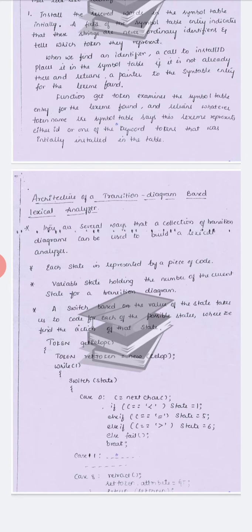Next topic is the architecture of a transition-diagram-based lexical analyzer. Here we have code for getToken, with a loop that runs while switch on state. Until the switch state is on, then case 0, we have different cases up to 8. They have just mentioned an example, go through it.